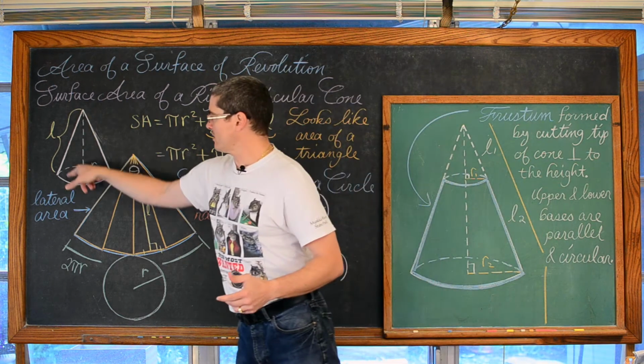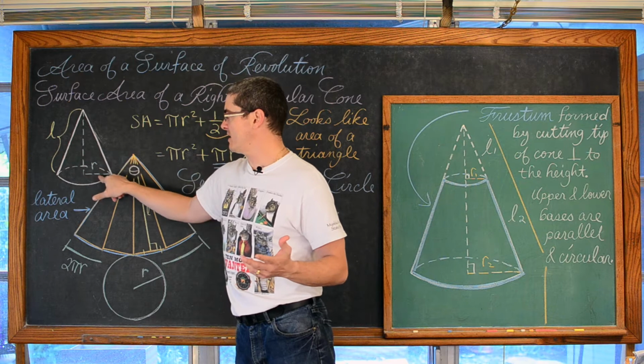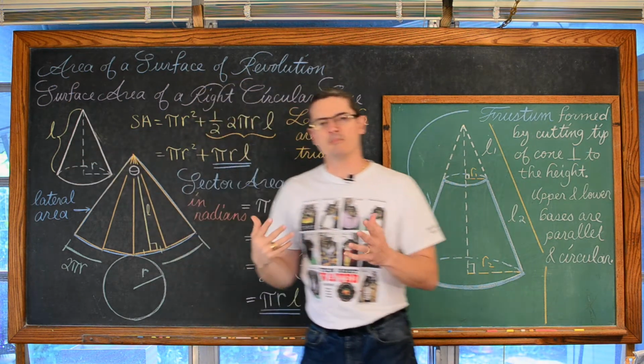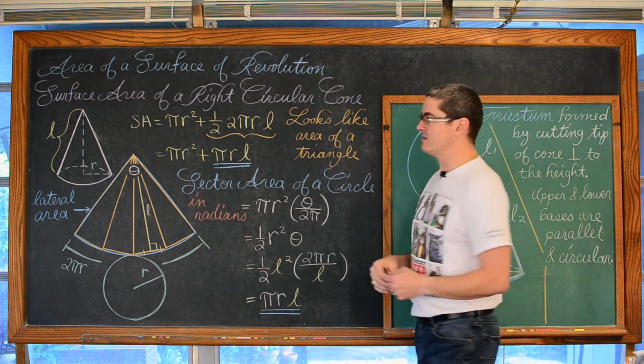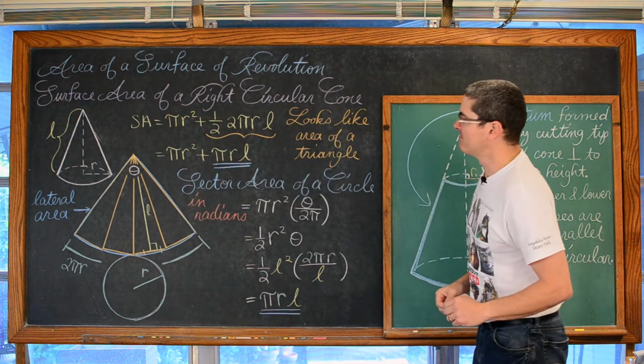Well, I've got a right circular cone drawn. I have a circular base, of course, and it has a height which is perpendicular to the radius of the base. And this value of L, which all of my textbooks have used, uses that letter to indicate the slant height, the distance between the vertex of the cone and the edge of the base.